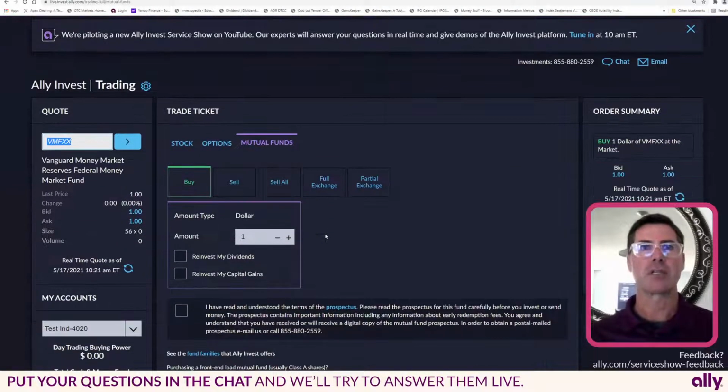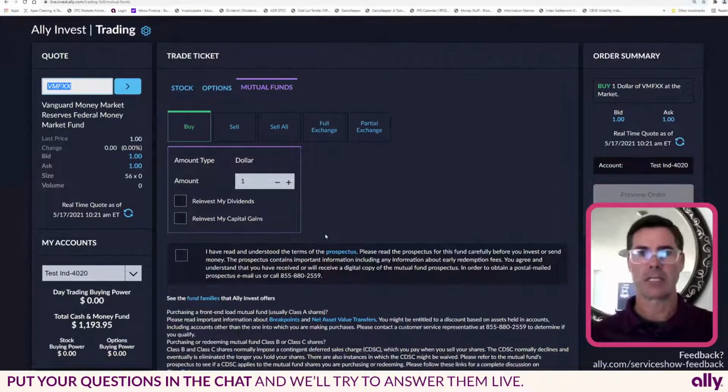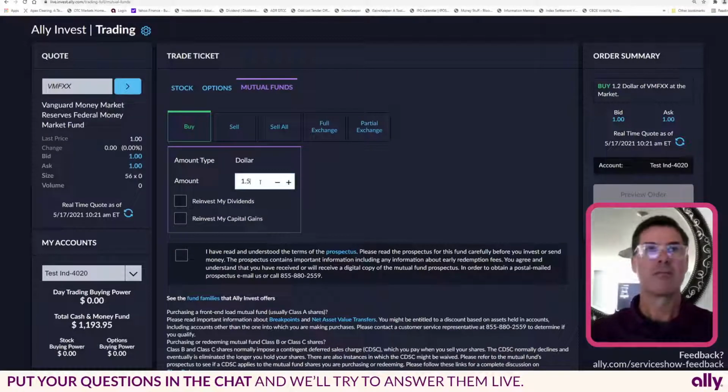What you see here is a little different than what you saw previously. This is your mutual fund trade ticket. You're not putting in a share amount, you're putting in a dollar amount, the dollar amount that you want to invest. Most of these have minimums, which you'll want to be aware of.